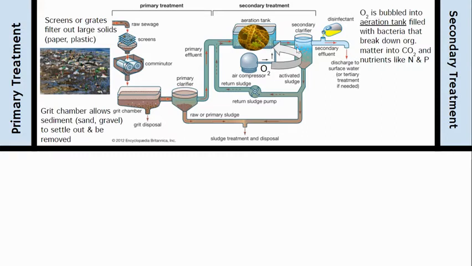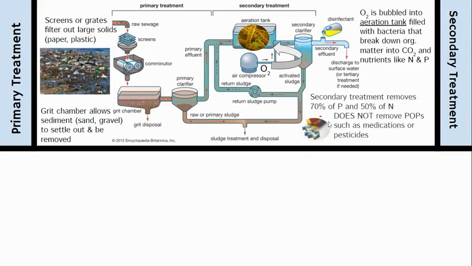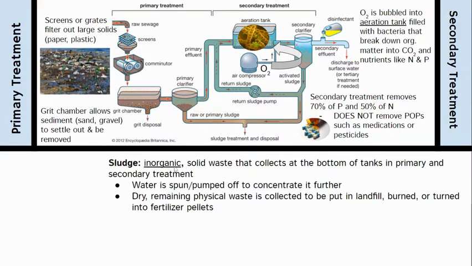We also have a secondary clarifier in case we have any other materials that are solid enough to sink to the bottom. We collect this down here, and we can recycle this as needed. All right. Secondary treatment removes 70% of phosphorus and 50% of nitrogen. It doesn't remove persistent organic pollutants such as medications or pesticides. So that's an important thing to note. But this will remove phosphorus and nitrogen. All right. I've mentioned sludge. It's inorganic solid waste that collects at the bottom of tanks.